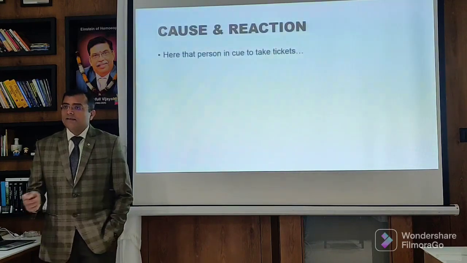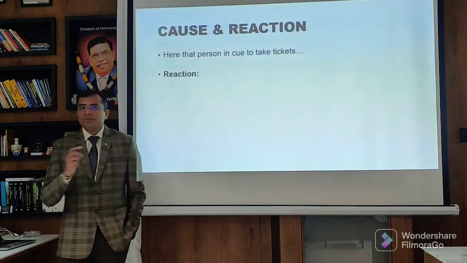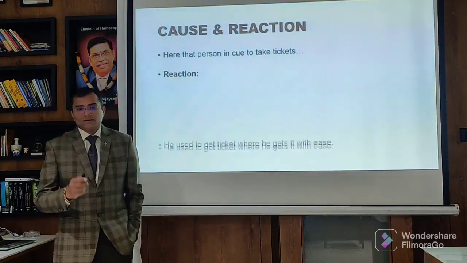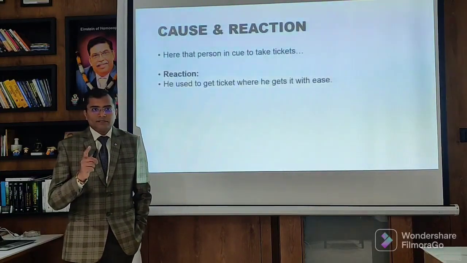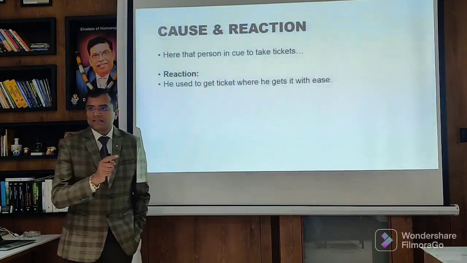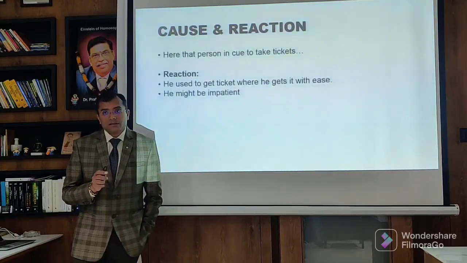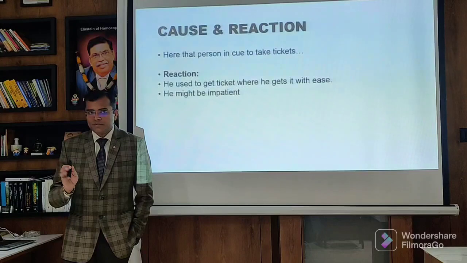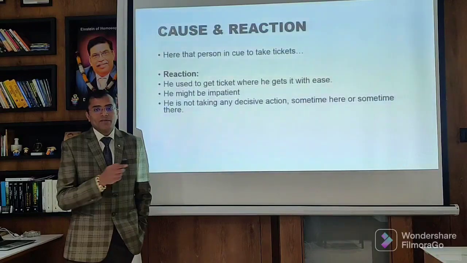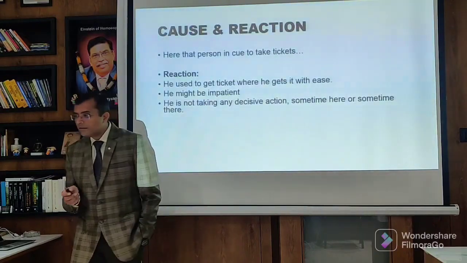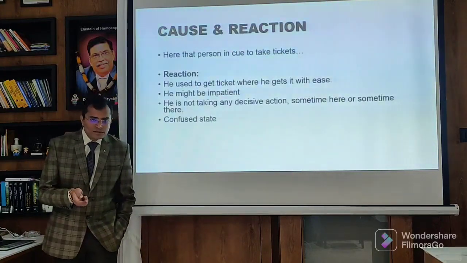Cause and reaction. Here that person is in a queue to take a ticket. So what could be the possible reactions? First, he used to get a ticket with ease. He tried that, so he goes here, he goes there. He might be impatient. He is not taking any decisive actions. Sometimes here, sometimes there. He remains standing in between. He may have been in a state of confusion.